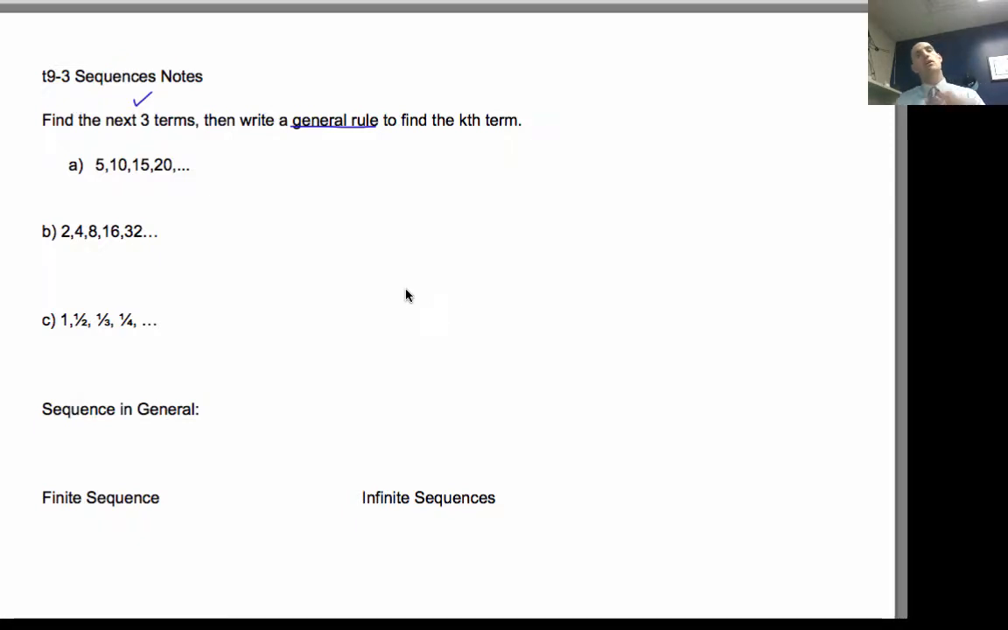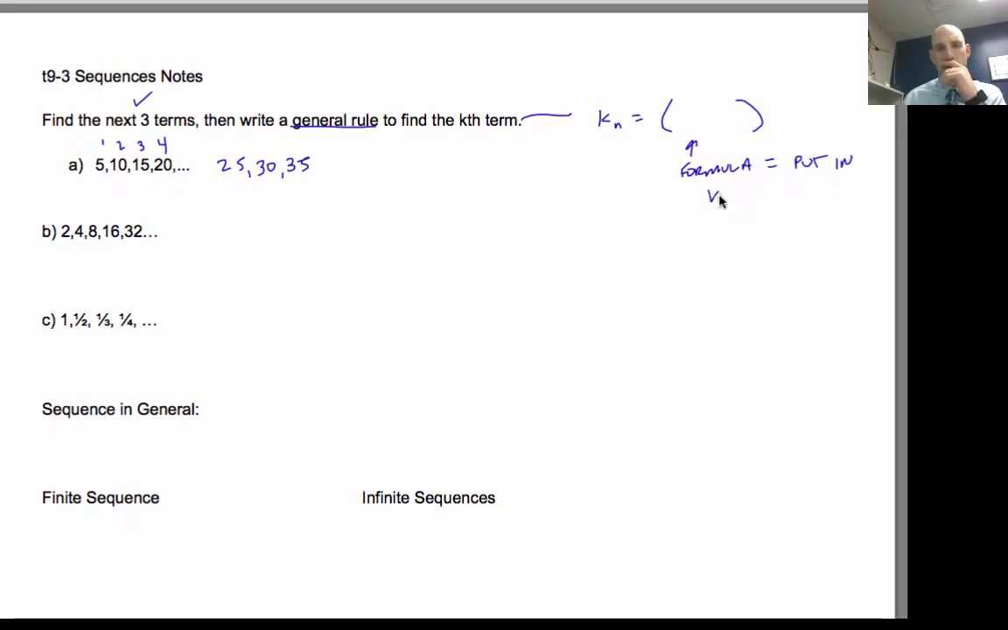So here we go. What I like to do first is just kind of look and label the number of terms. So term number 1, 2, 3, 4. And obviously we see 5, 10, 15, 20, and we can go 25, 30, 35. Our goal with the general rule to find the nth term is to say a sub n equals something, and this formula, you want to put in n, which is the term number, and get out the answer.